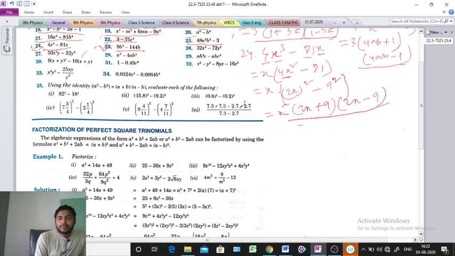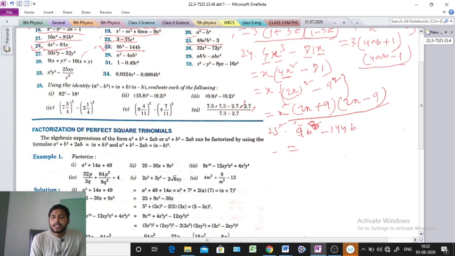Now question 25 is 9b cube minus 144b. The question was not clear because of a camera problem. So 9b cube minus 144b, this is the question.